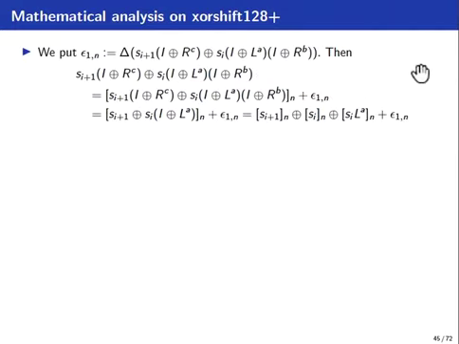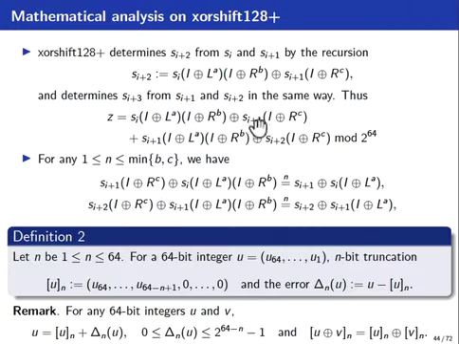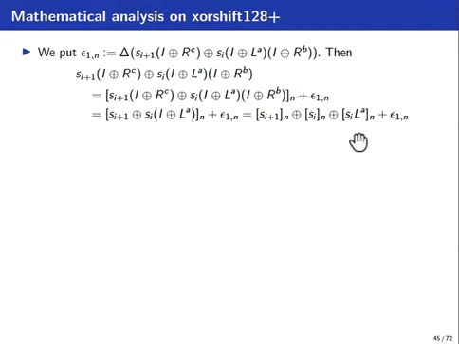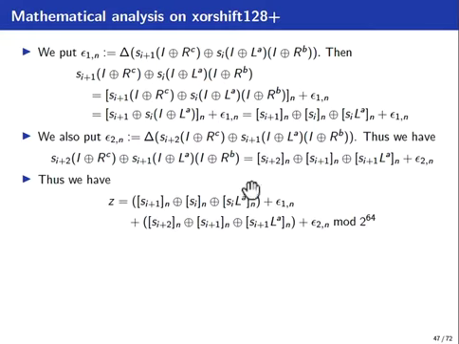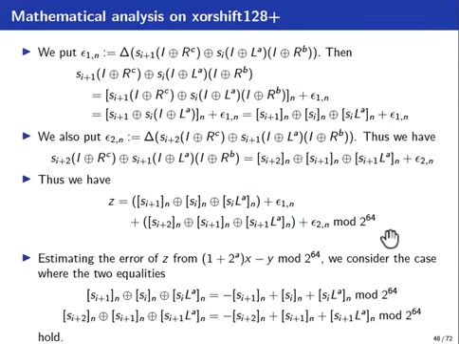We approximated the first term of z. It is approximated by an O+ sum of these three terms. Then the second term of z is approximated in a similar way. Thus, we have this relation. Now, we discuss how close z is to this value, and with which probability.